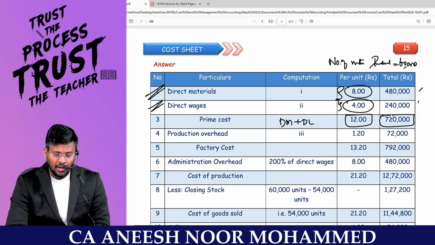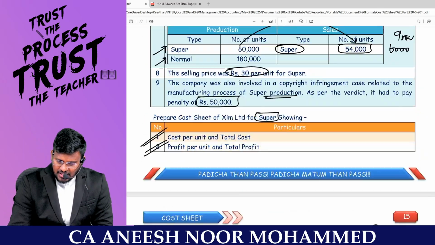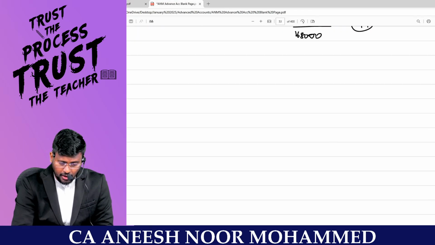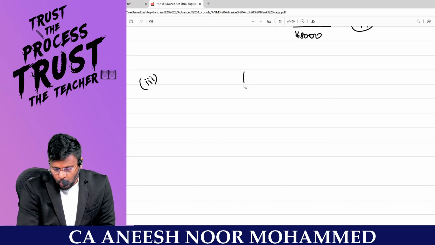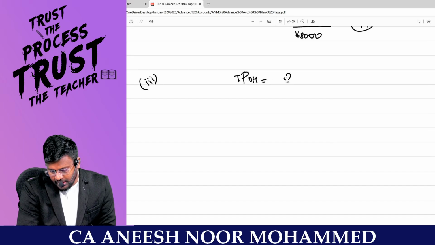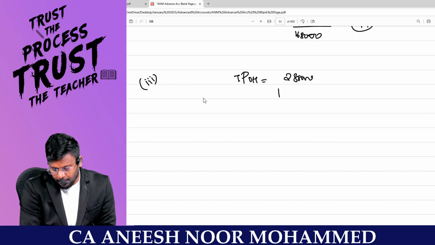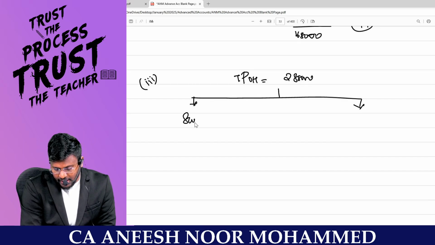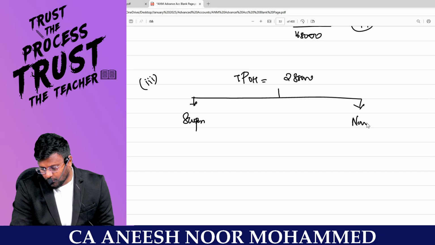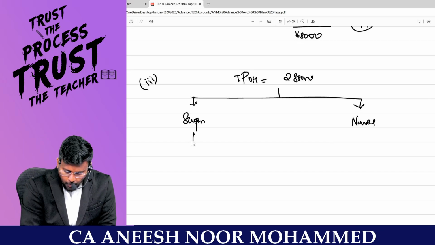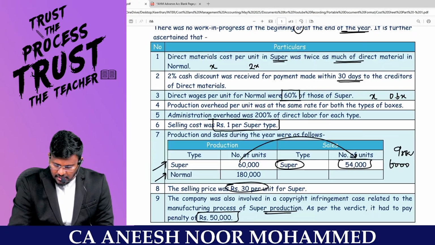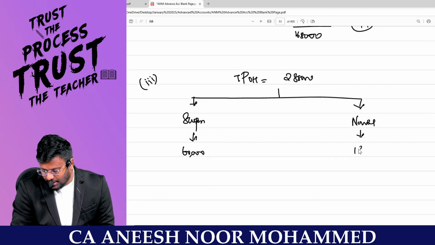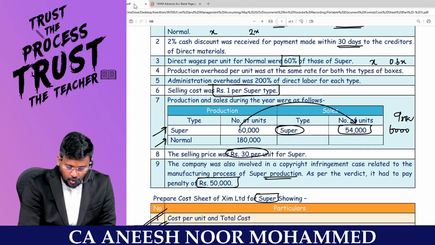Super, sir. What about production overhead, sir? Sir, production overhead, we have totally incurred 2,88,000. The same story continues. This is the third working note. Total production overhead is equal to 2,88,000. I spent this 2,88,000 for two products, one for super and the other for normal. Right, sir. For super, how many units have I produced? The same story, 60,000 and 1,80,000. What is the ratio of expenses?